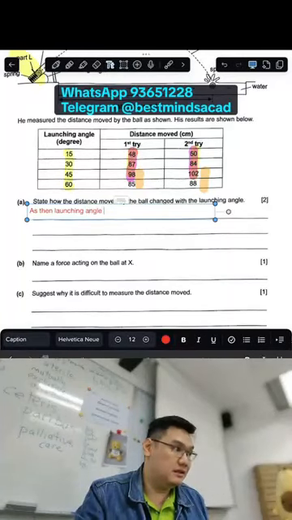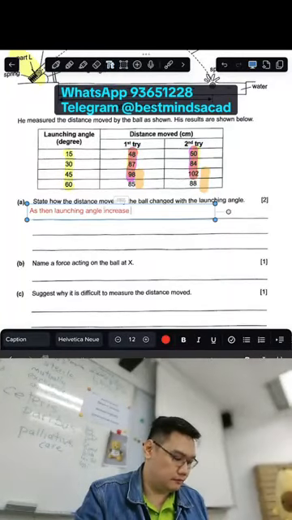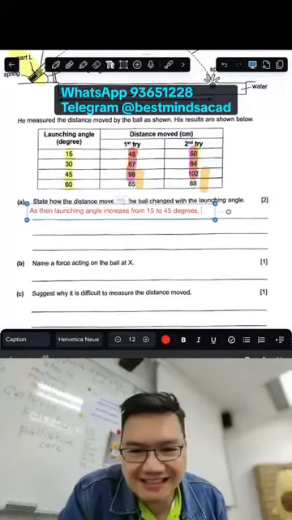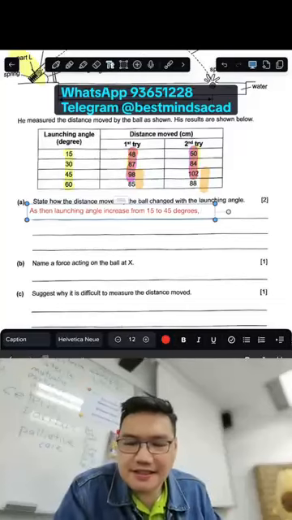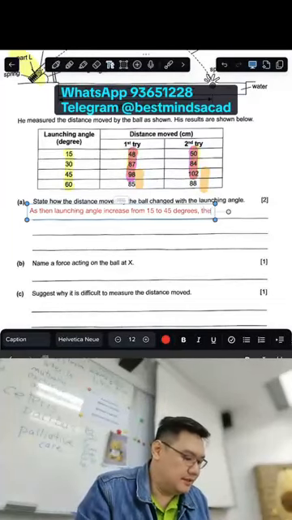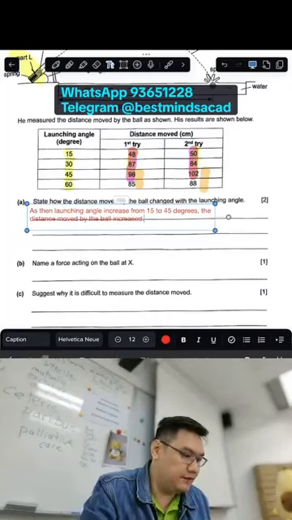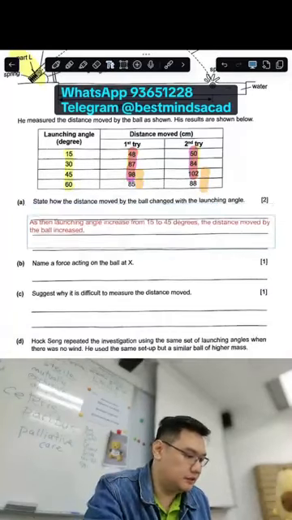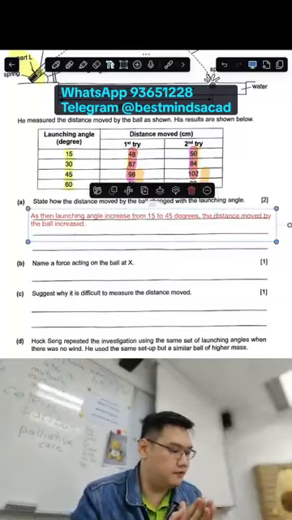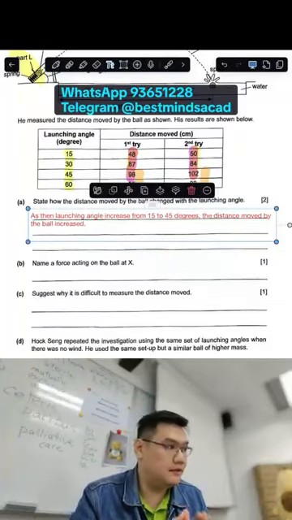angle increases from 15 to 45 degrees. Not degrees Celsius, degrees. A lot of people put degrees Celsius. Alright. The distance moved by, use the exact same words, moved by the ball increased. Okay, that's the first relationship, first observation. As the launching angle increased from 15 to 45 degrees, the distance moved by the ball increased.